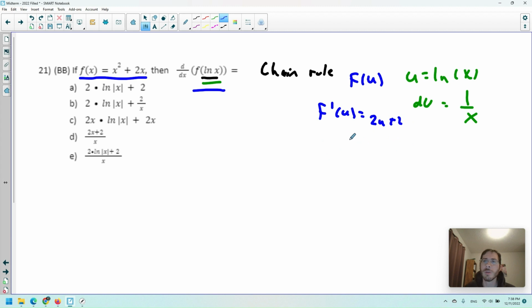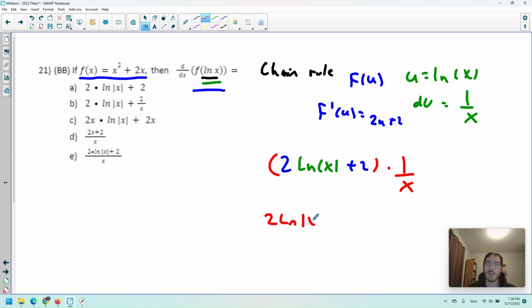All right, so what we have to do is plug the u back in. So we'll get 2 ln of x plus 2, and then we have to multiply this all by 1 over x. So the nice thing is, instead of times 1 over x, we can say 2 ln of x plus 2, and then just divide by x. And that is answer choice E right here, 2 times ln of x plus 2 over x. So we're going to pick E in this case.